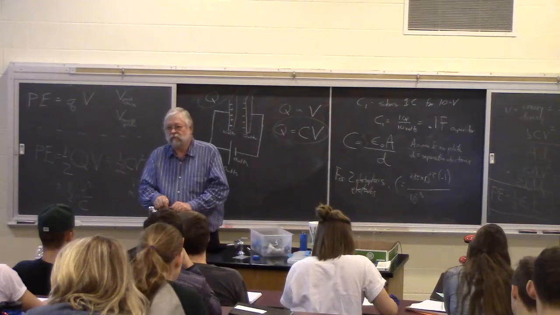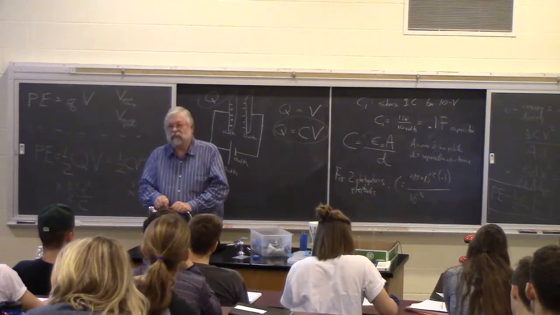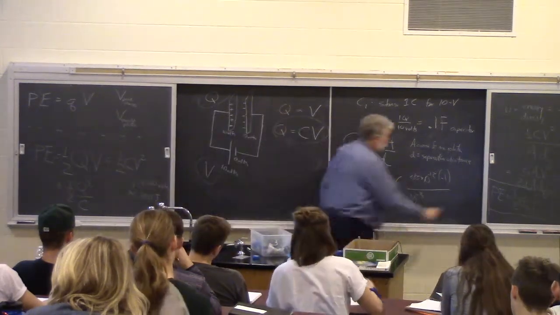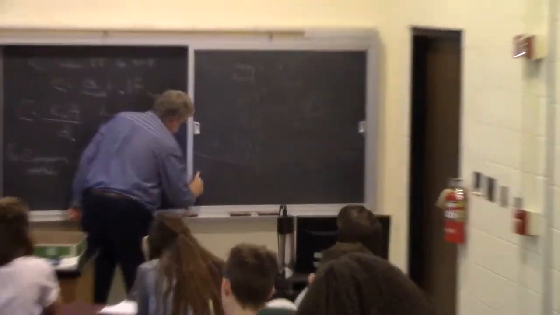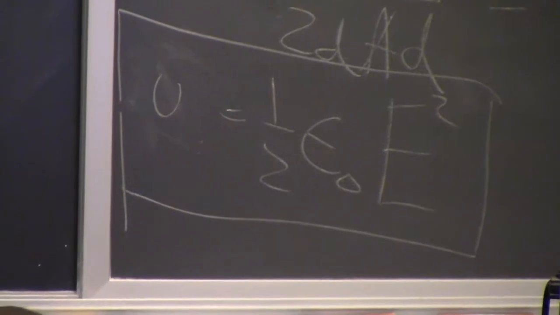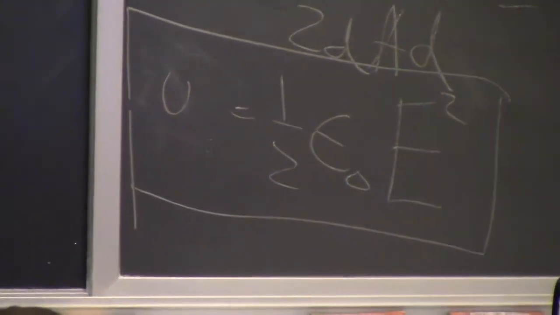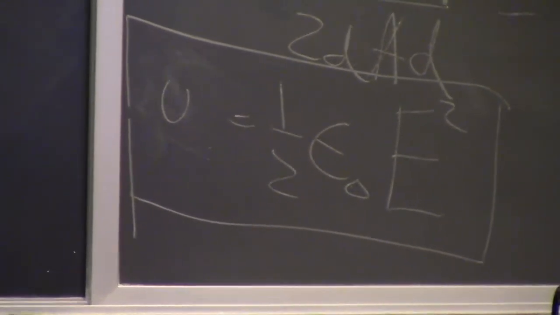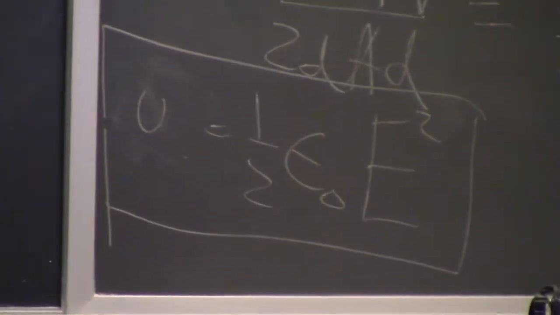Question? So one-half epsilon naught times E squared, is that potential energy or is it energy density? It's energy density, not potential energy. Thank you for correcting that mistake. Yes, that's energy per unit volume, so many joules per cubic meter.